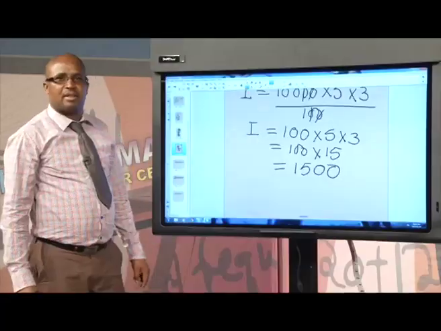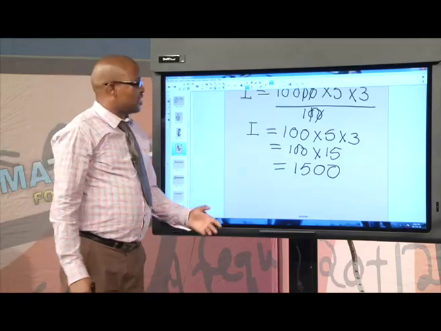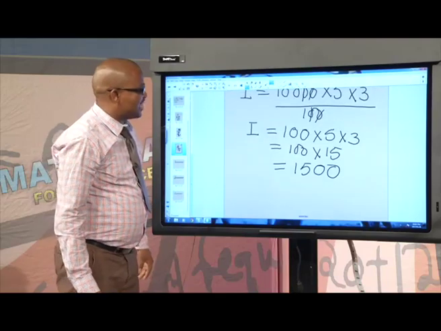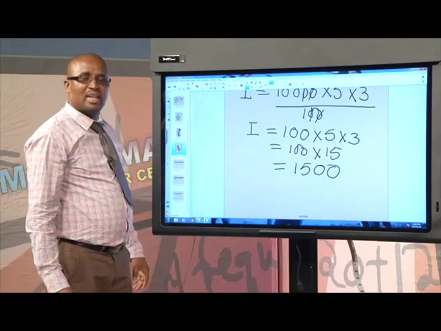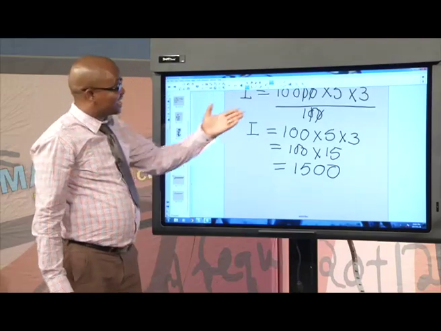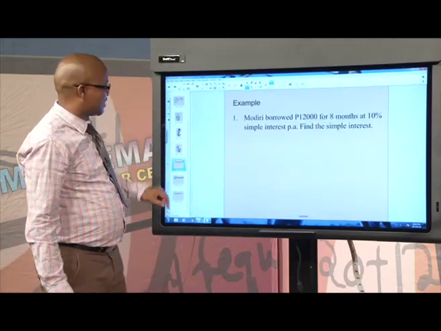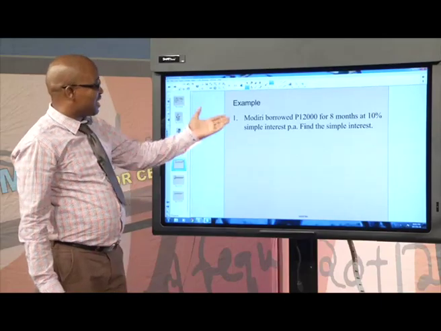Can you please work out an example where the time is given in months? Thank you. Your question is, what if the time is given in months? Yes, we can still work it out. We are saying the time should be given in years. But what if the time is given in months? We can still work it out. Let us have a look at this example.